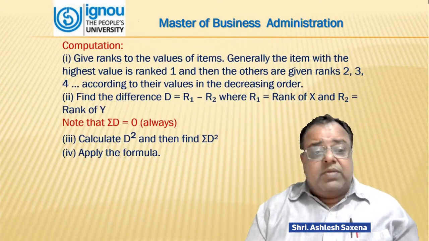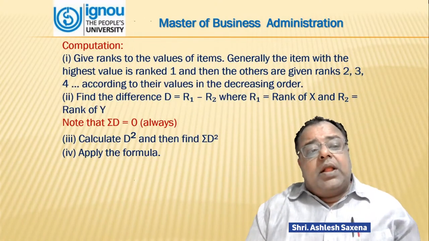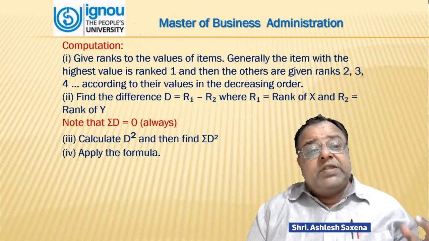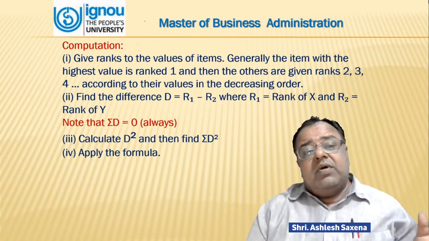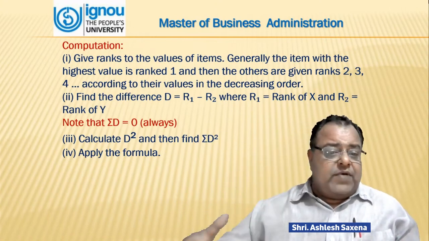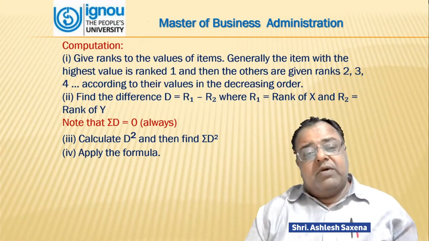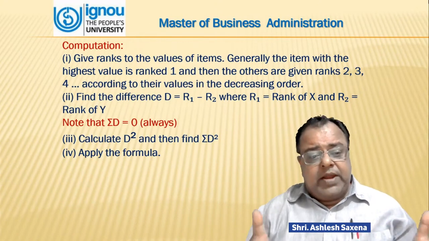How are the ranks defined or calculated? Give ranks to the values of the items. Generally, the item with the highest value is ranked 1, and then the others are given ranks 2, 3, 4, 5, 6 according to their values in decreasing order. Then we have to calculate the difference, T is equal to R1 minus R2, because we will be comparing two observations.